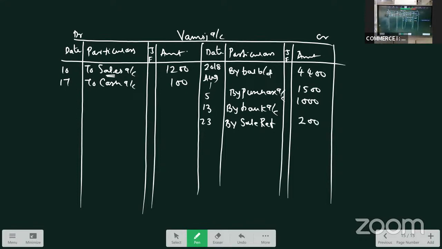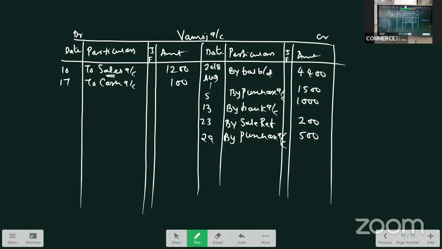And the last entry is purchase goods from Vamshi. We have purchased from Vamshi. So Vamshi is the giver. Write it on the credit side. By purchase account. How much? It is 500. Amount is 500. Postings are done. Now balancing is left. We will balance it. Okay.